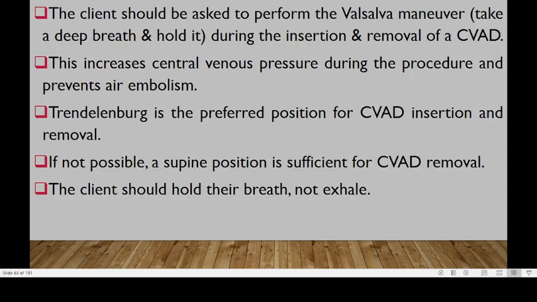Tilted back position is the preferred position for CVAD insertion and removal. If not possible, a supine position is sufficient for CVAD removal. The client should hold their breath, not exhale.